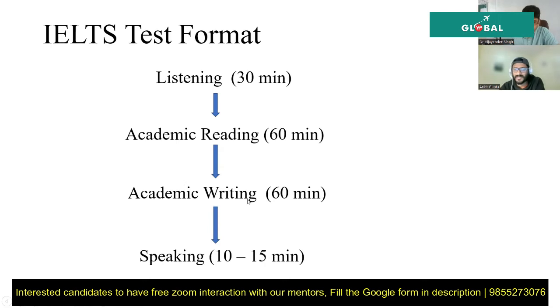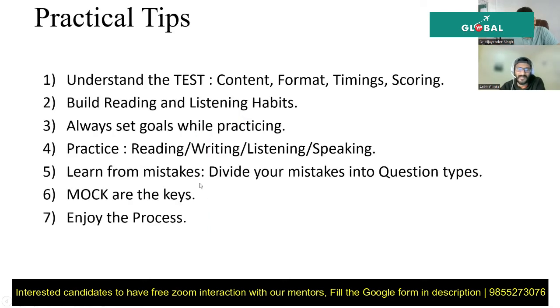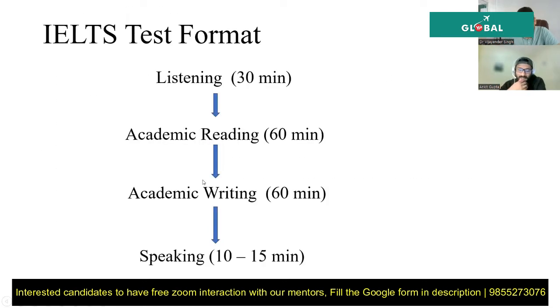Again, writing is a very simple section, but the average score in the writing section in India is somewhere around 6.5 bands. That's why I'm saying in listening, a student can take 9 out of 9. In academic reading, a student can take at least 8 out of 9. In writing, even if they take the average, that is 6.5 bands. In speaking, let's say they take 7 bands. So again, the average would be somewhere around 7.5 bands.